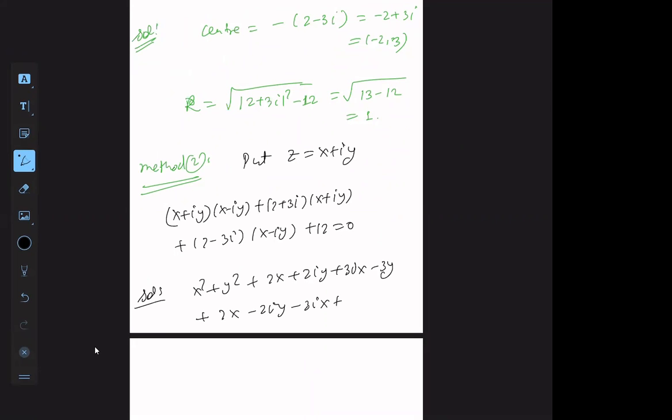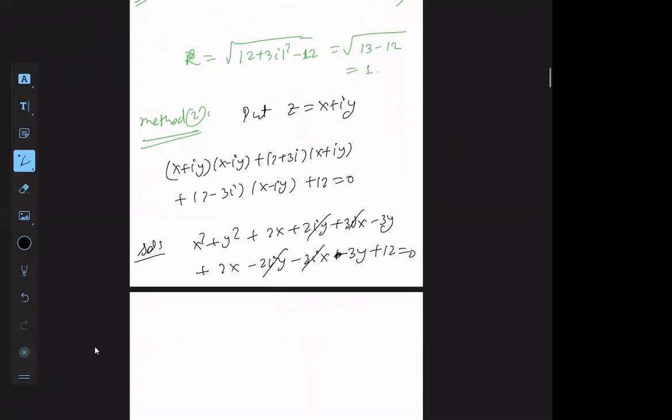Just multiply these. So see, all these iota terms are cancelled out. So finally what I am getting is x square plus y square plus 4x minus 6y plus 12 equal to 0. So this is the general equation of a circle which you have studied in circle in coordinate geometry.